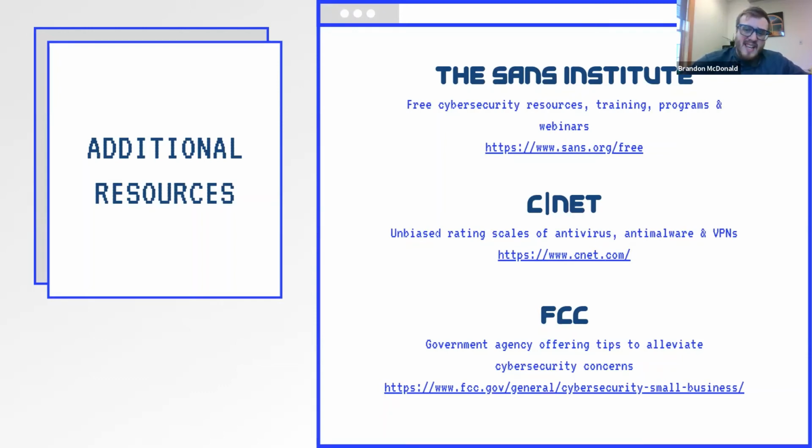Scales of antivirus, anti-malware, VPNs, which we didn't talk about too much today, but all of those are good opportunities for you to stay safe while using some kind of online resource, using the internet for your business. And then, of course, there's the FCC. They're a government agency that offers tips to alleviate cybersecurity concerns. And if you ever end up getting any personally identifiable information of a scammer or a hacker, you're probably going to want to report that to an agency like the FCC so that they can investigate.